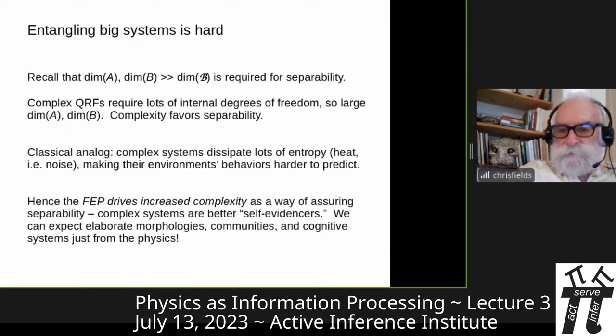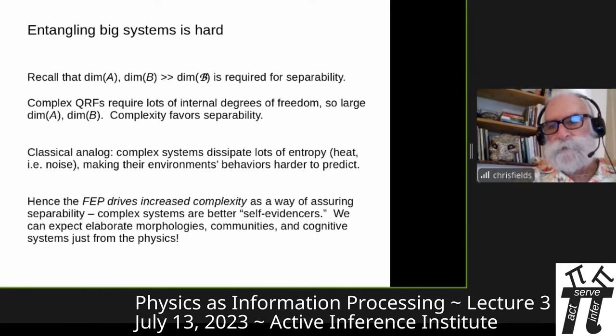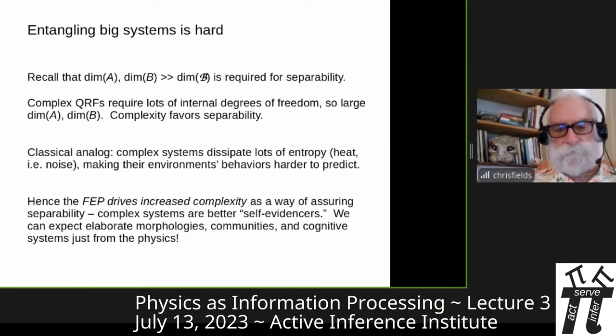So what this tells us is that the FEP by itself will drive the development of systems with larger and larger complexity. And this clearly has enormous implications for evolutionary theory, which we'll talk about in October. But I want to emphasize here that this is just the physics. It's just what the FEP does when it's forced to maintain a boundary.